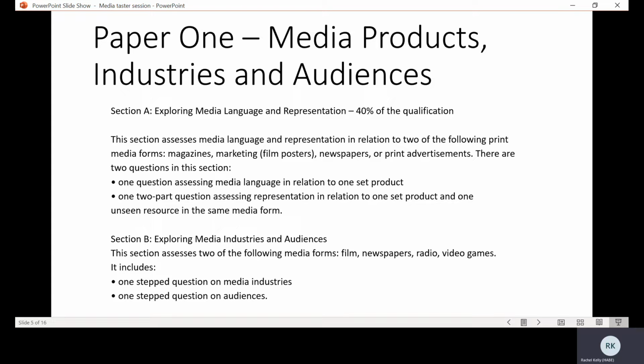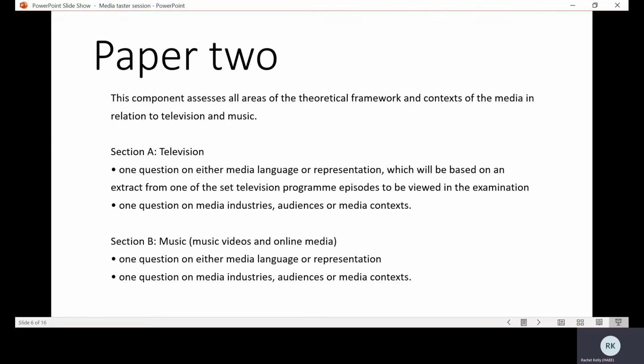And then in section B of the first exam, you are asked 2 questions on media industries and audience. So 1 question on media industries and 1 question on media audiences. And you could be asked a question on 2 of the following forms. So again, it won't be covering every form that we study, it will just pick 2. So that will be film, newspapers, radio, video games. And then paper 2, you'll have questions on TV and you'll have questions on music videos. And I'll be going over exactly which text we'll be studying in a moment.